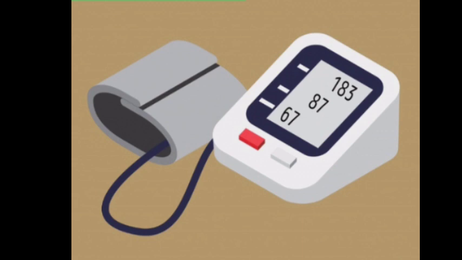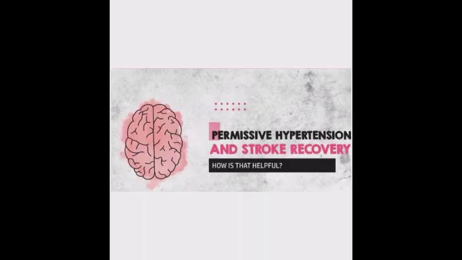Blood pressure control in acute management of ischemic stroke is very important. While in hemorrhagic stroke we lower the blood pressure, in ischemic stroke we do not lower the blood pressure very rapidly and we let the blood pressure stay high. That is called permissive hypertension.